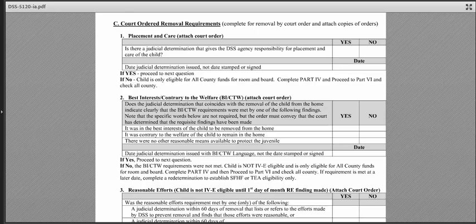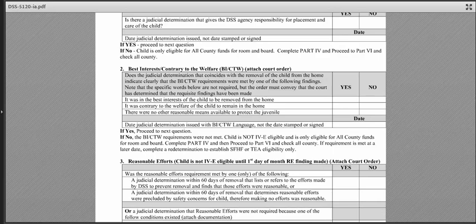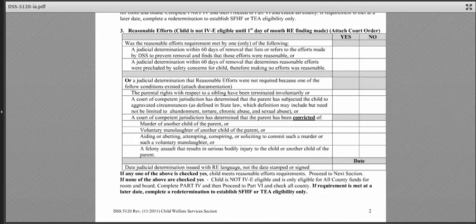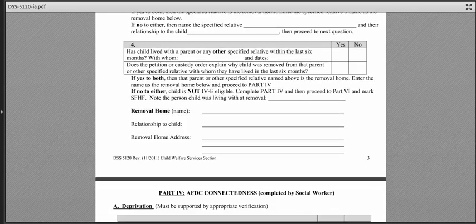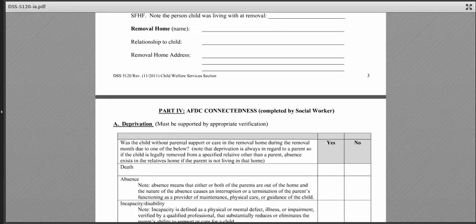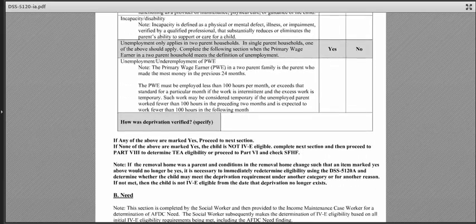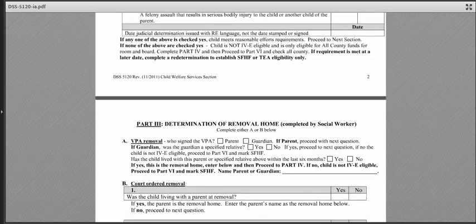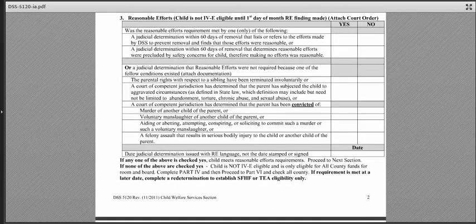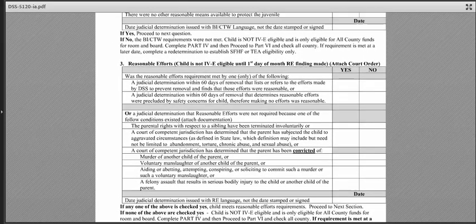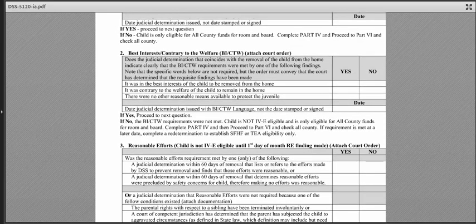If not, it's going to look to specified relative. And again, remember our definitions of specified relative. If indeed the child is connected to a specified relative and the petition talks about why they can't remain there, that would be your removal home. Otherwise, you have the final question, which focuses on, did the child live with a parent or any other specified relative within the last 6 months prior to removal? So if you determine removal home and it meets the requirements, you'd move through the budgeting process.